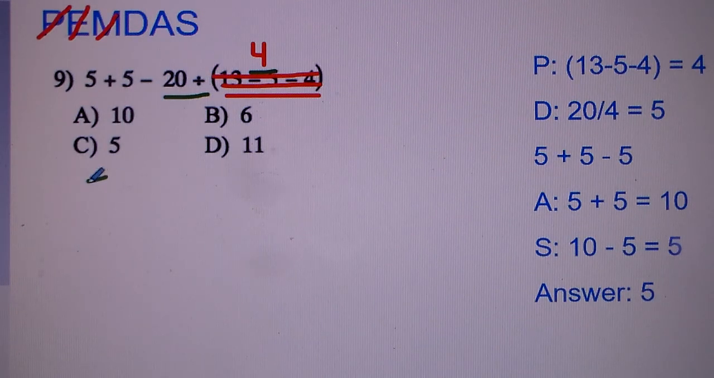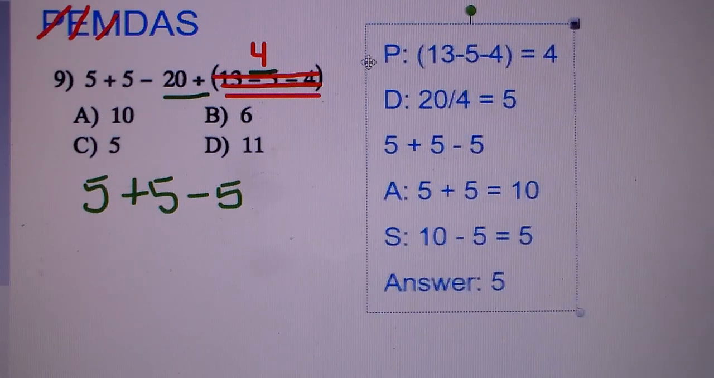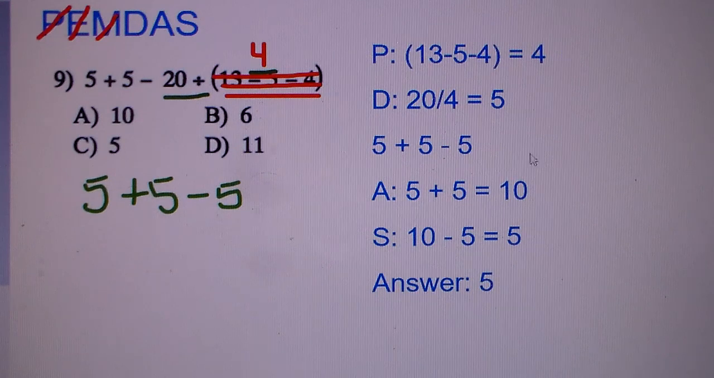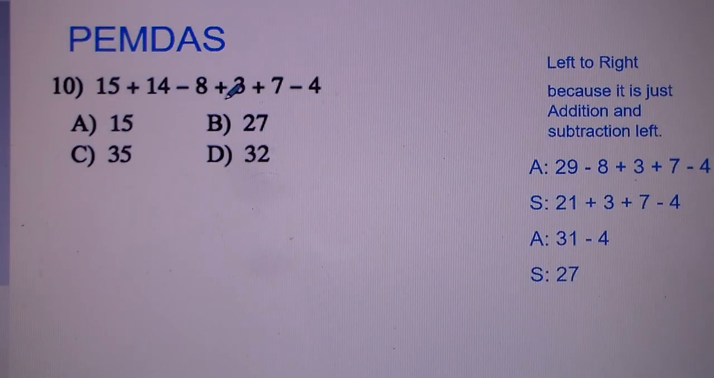So what we have left over is 5 plus 5 minus 5. So we do the addition first. 5 plus 5 gets us 10. Then next, after the addition, will be the subtraction. So it'll be 10 minus 5, which gets us 5. That's how we get an answer of 5. Number 10.